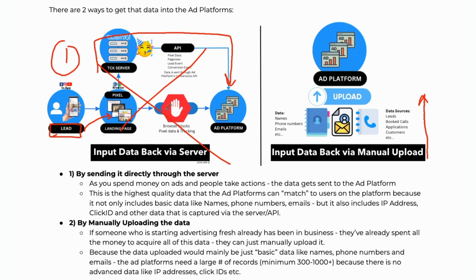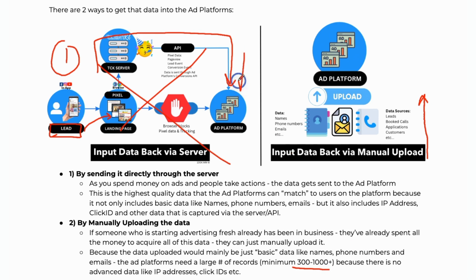However, because it is not as advanced as the IP address information, they are going to need many more records in order for the ad platforms to be able to go out there and find and pull psychographics and demographics. For that reason, there's going to have to be a minimum of 300 to 1,000 plus, because it doesn't have some of that advanced information.